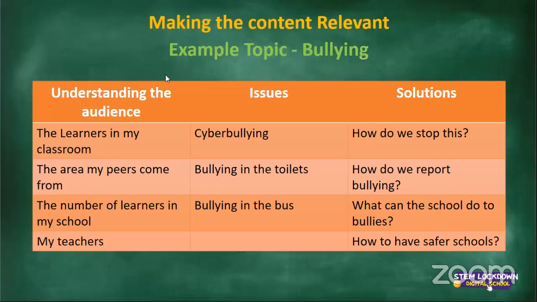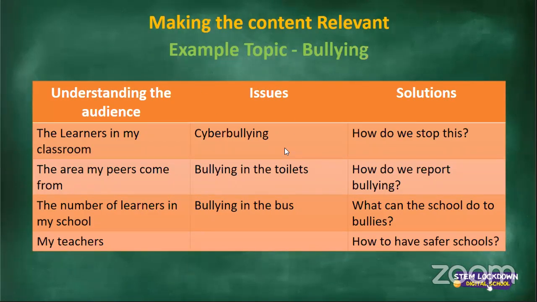Right. Let's look at this making the content relevant part. Let's look at the example topic bullying. Remember, we spoke about understanding the audience. So, in order to understand the audience, you need to know who the audience is. So, for example, here I have learners in my classroom, the area my peers come from, the number of learners in my school, and my teachers. Understanding these people and knowing their interests will give you direction as to how to present your speech.